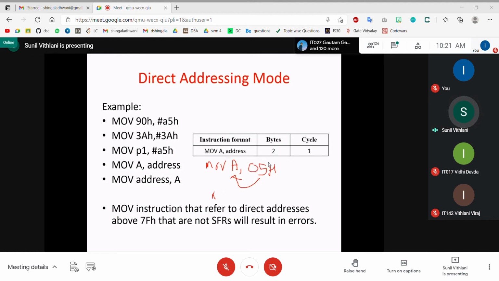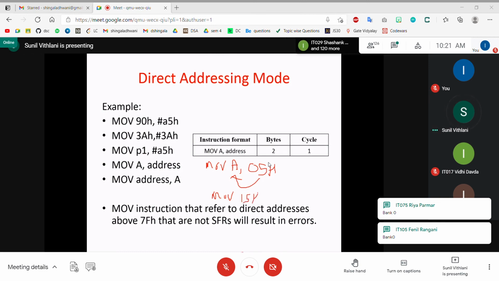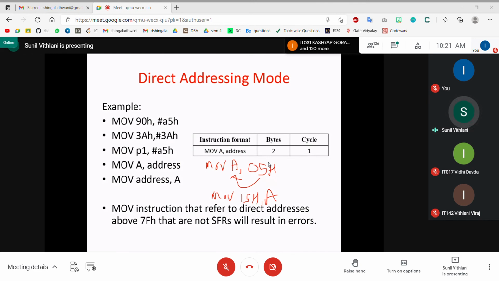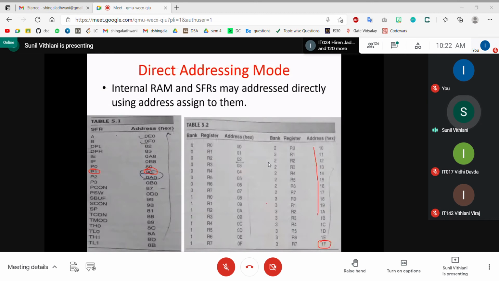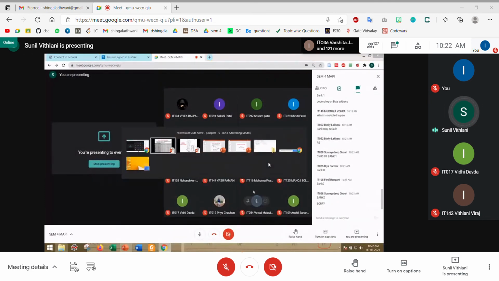Same way, let's say if I will write move 15H, A. So it will transfer data from register A to 15H. But 15H is the memory location of RAM. RAM का ये address होगा. और RAM का ये address कौन से नाम से हम इसको we are calling it with which name? 15 address होगा वो किसका होगा? So if you will see it over here, then 15 address is of register R5 and bank 2. We are transferring data from A to this.